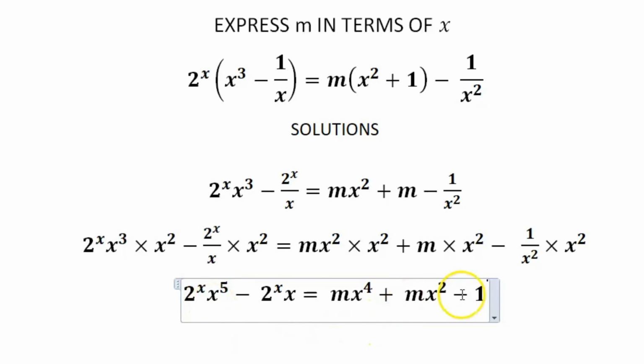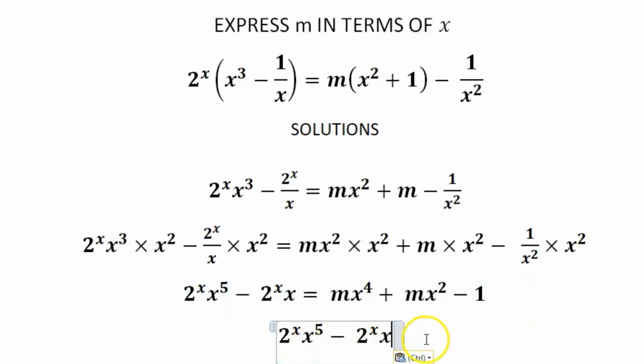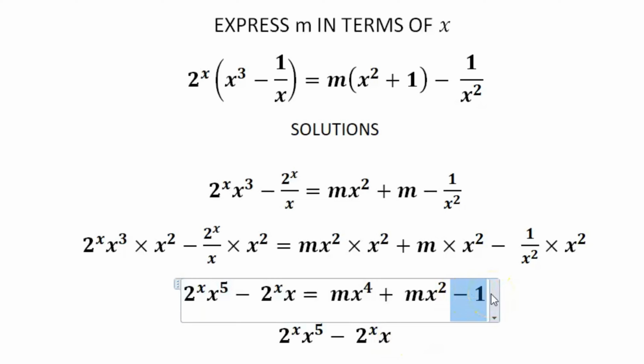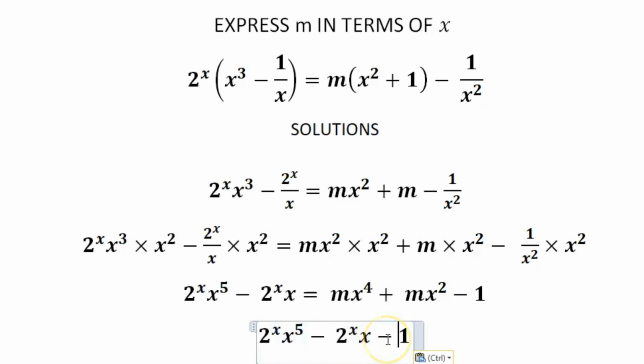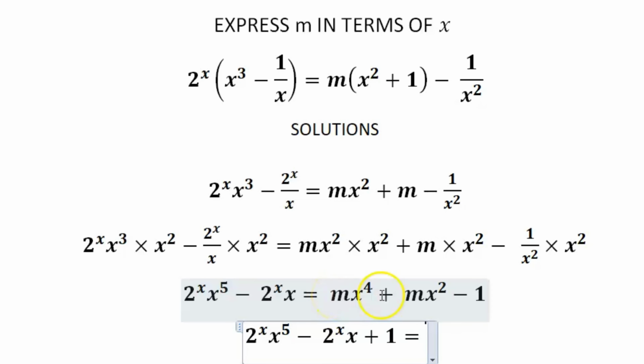Now we are trying to make m the subject, so let's group like terms. So we have this. We take that. We fix it. Let's bring this one to the other side of the equation. But when it comes to the other side of the equation, you know what happens? It becomes plus. So plus 1. And then all the other side of the equal to sign become equal to. We are going to factorize this one.